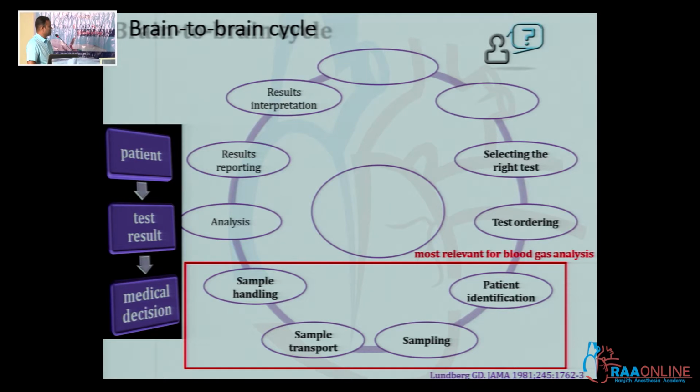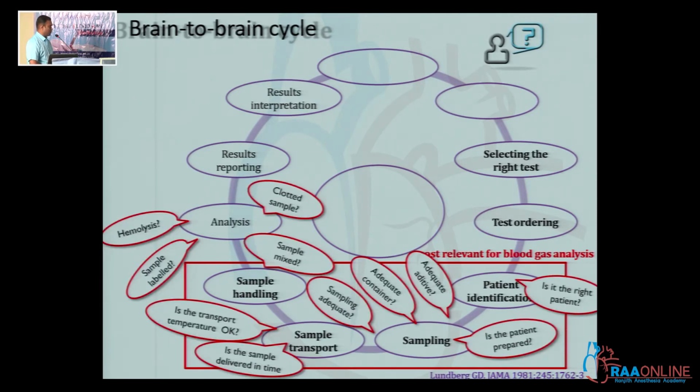So all these four parameters have to be taken into consideration. First is the patient identification, how you are going to do the sampling, how you are going to do the transport of the sample, and how you are going to do the sample handling. These are the 4 major criteria with regards to your blood gas analysis.